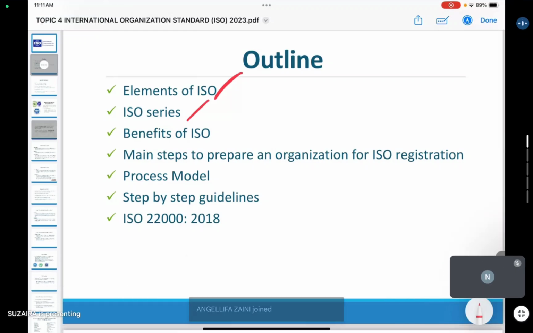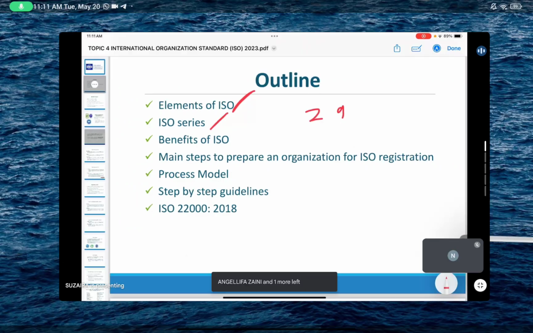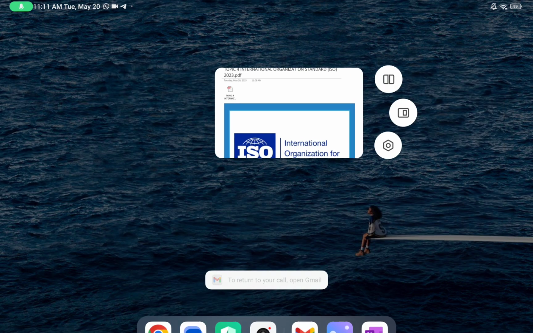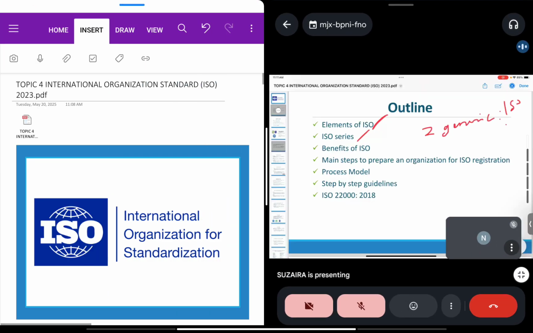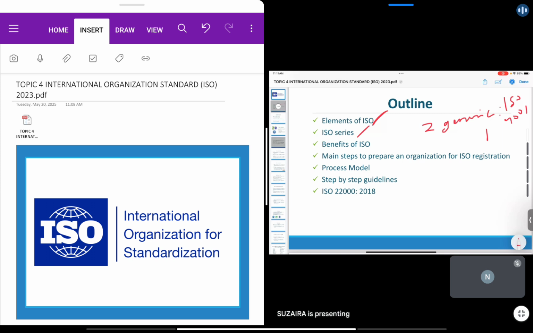ISO series, we have two, generic one. Generic means the standard one. And then we are going to look in terms of ISO 9001 and also 14,000. So 9001 is the documentation, more towards the QMS, the requirements that we need to follow. Whereas ISO 14,000 is more towards the environment management system, EMS.